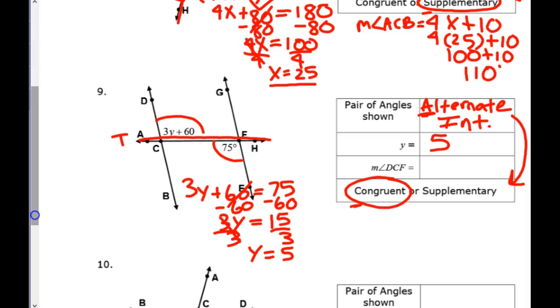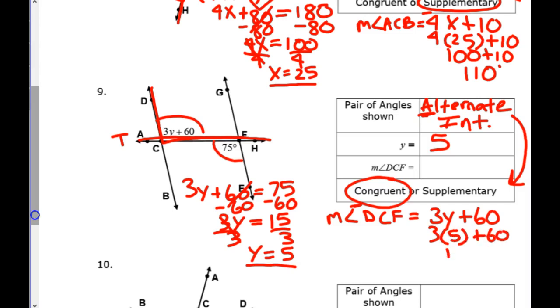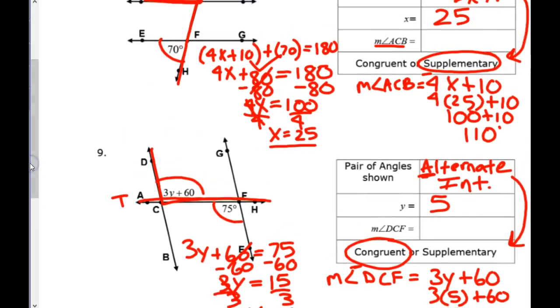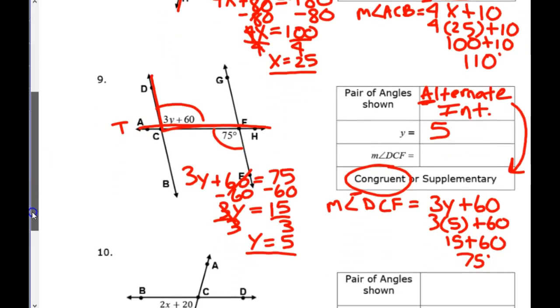Cool. Now DCF is 3y plus 60. So the measure of DCF is 3y plus 60. I'm going to replace the letter y with 5. 3 times 5 plus 60. So 15 plus 60 equals 75 degrees. So up here I should have put 110 degrees, my bad. And then down here we're putting 75 degrees. Okay.